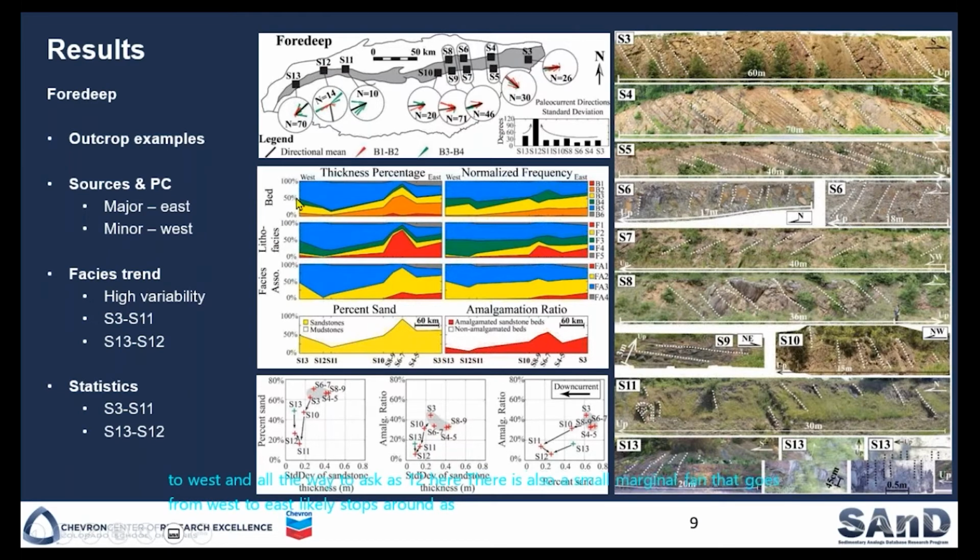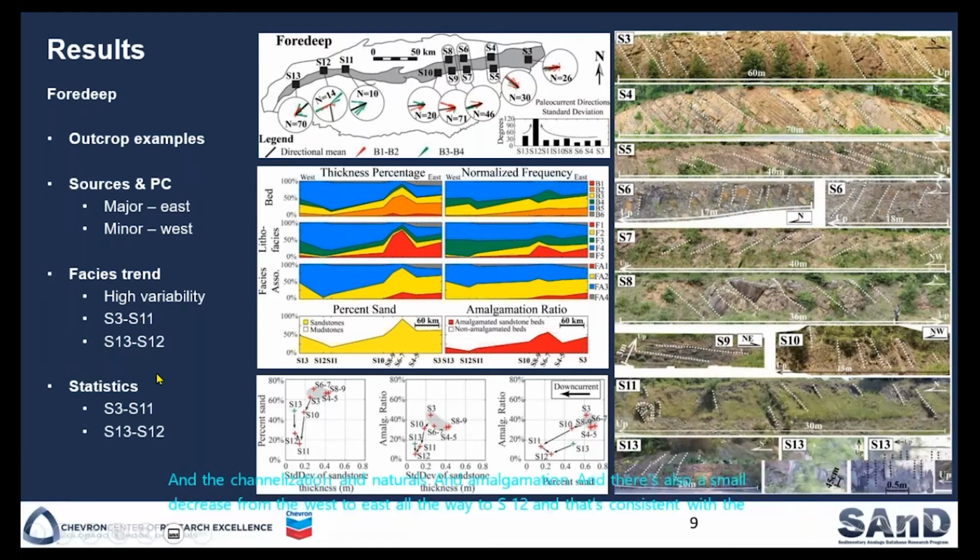And for the facies compositions, we have bed, lithofacies, and facies association levels. We can see the longitudinal changes. There's high variability, but in general, there's a decrease from east to west in the sand-rich beds, the channelization, net growth, and amalgamation. And there's also a small decrease from west to east all the way to S12, and that's consistent with the paleocurrents.